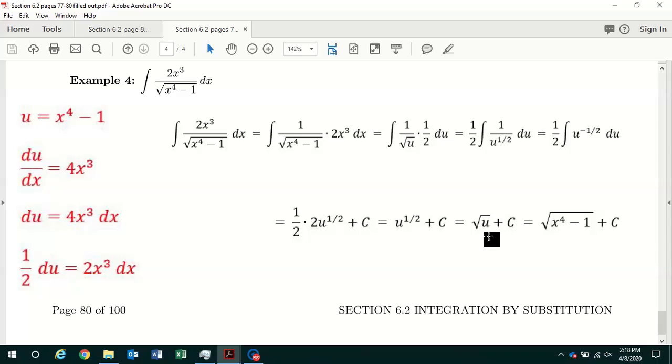And now we replace u with what it's equal to. It's equal to x to the 4th minus 1. And so square root of u plus c is equal to square root of x to the 4th minus 1 plus c. And this is our final answer. The antiderivative of this function up here is equal to the square root of x to the 4th minus 1 plus c. This guy right here.